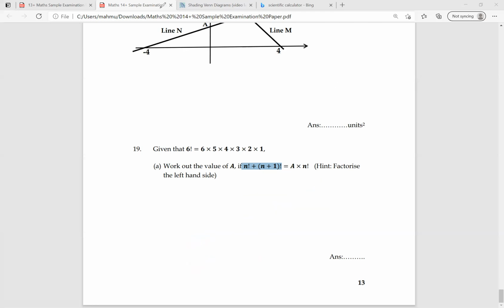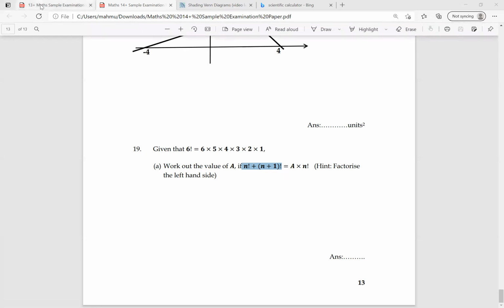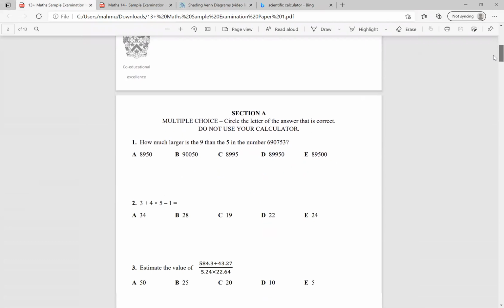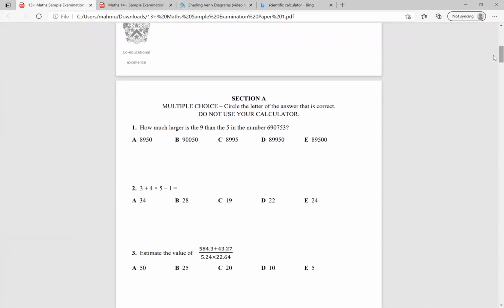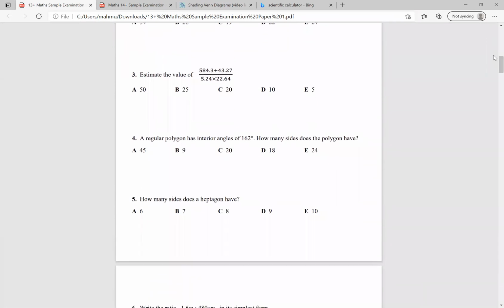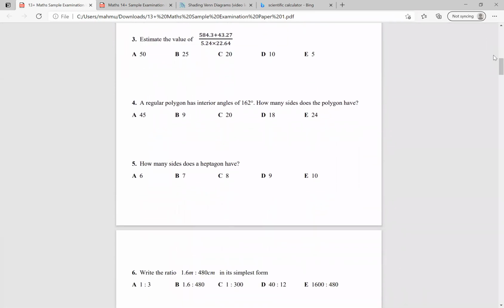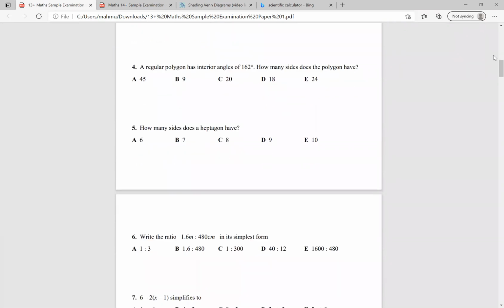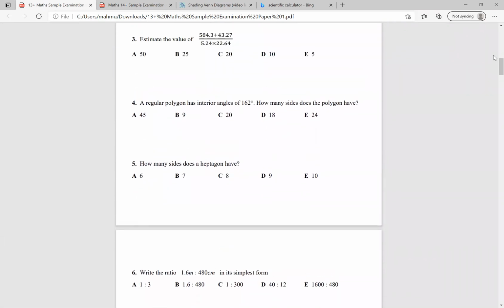Okay. Right, let's look at the other paper. We've got about 7 minutes left. So this one, 13 plus. This should be easy for you. This is a calculator question. A regular polygon has an interior angle of 162. How many sides does it have? How many sides will it have? Number 4, a polygon.